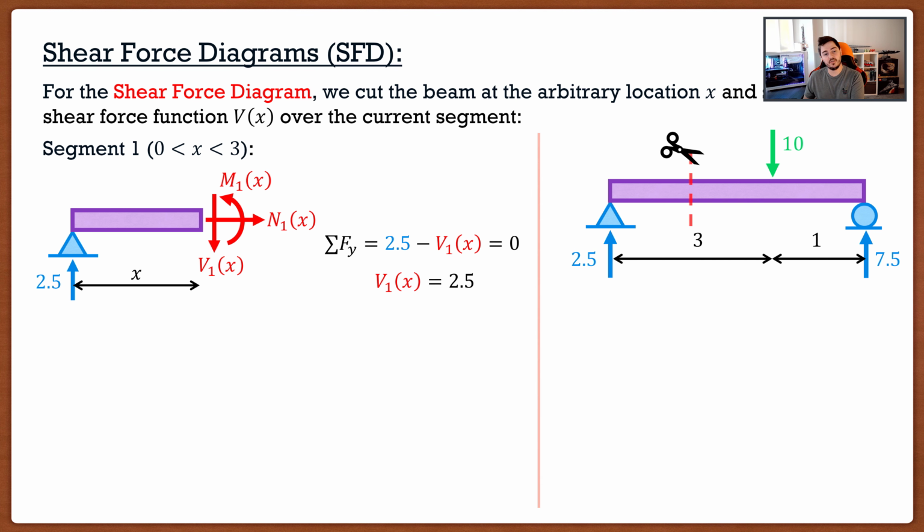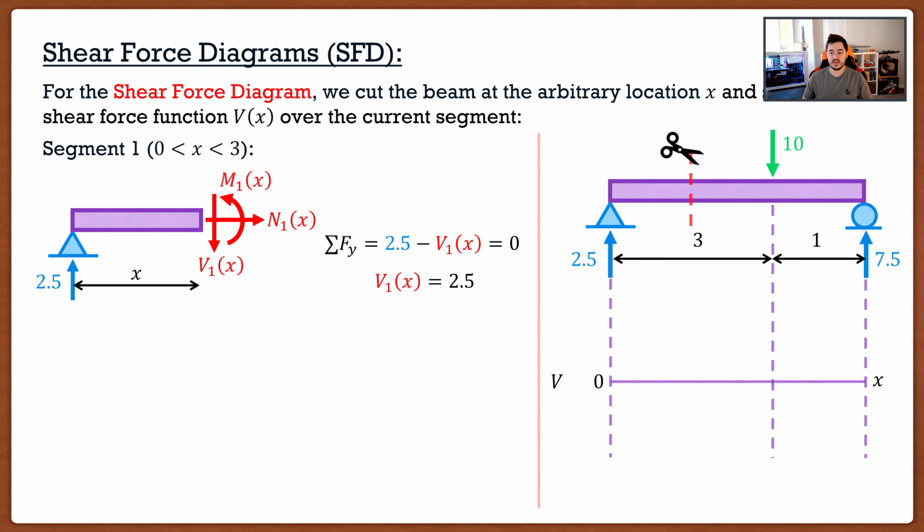We're going to cover scenarios where it does play a role, but for this particular one, it didn't actually play a role. We found that V1 of x is simply 2.5. Now what I can do is take my free body diagram on the right hand side and begin to draw my shear force diagram underneath it.